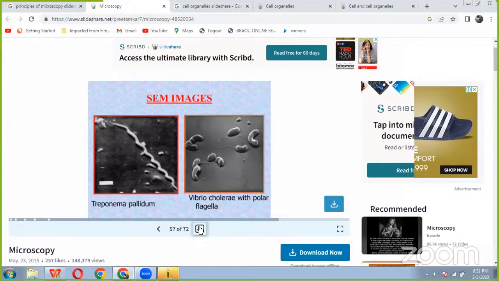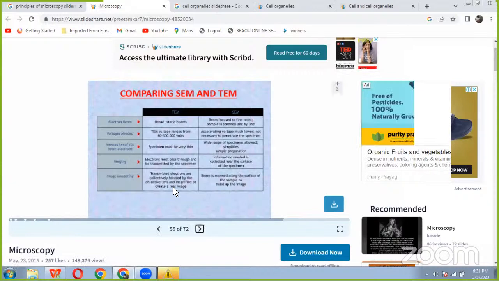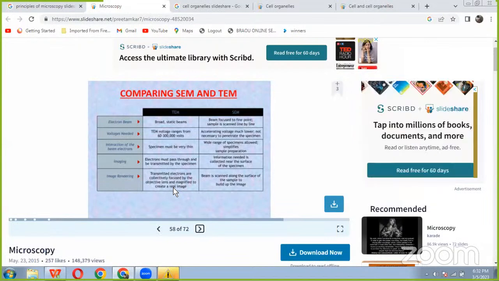Okay. What is the difference between the TEM and SEM? That is very important from the annual examination point of view. Mainly electron beam. A broad static beam, they can see in the TEM. Electron beam, mainly in the beam focused, especially on the sample, scanning line. The electron beam, especially in TEM, is a broad static beam. In SEM, the beam is focused to a fine point on the sample and scanned in a line.